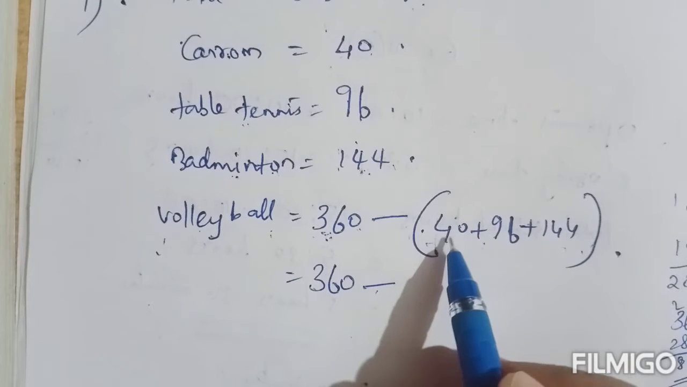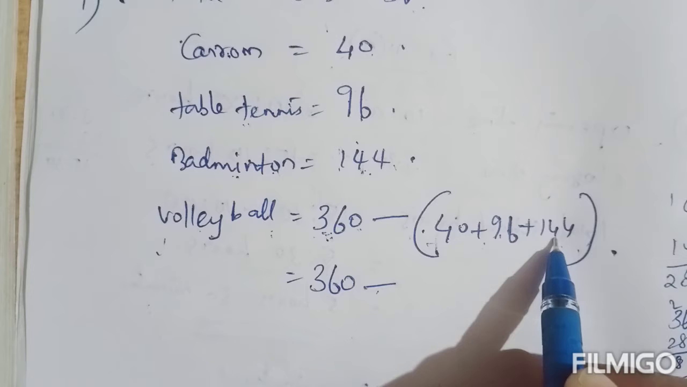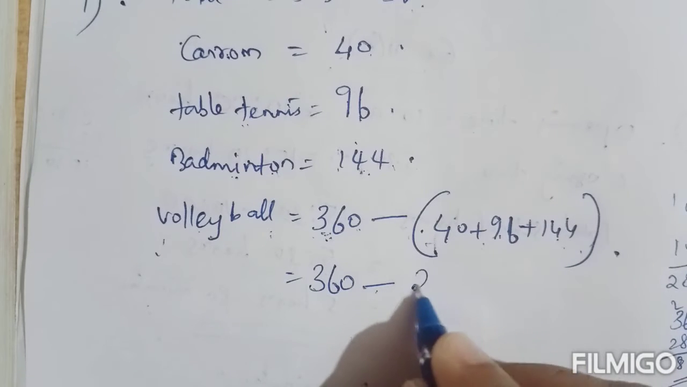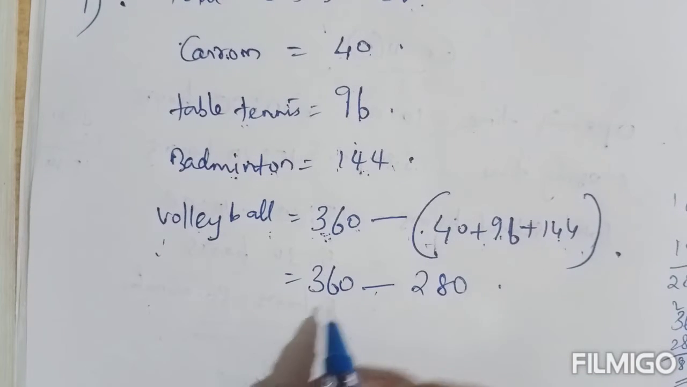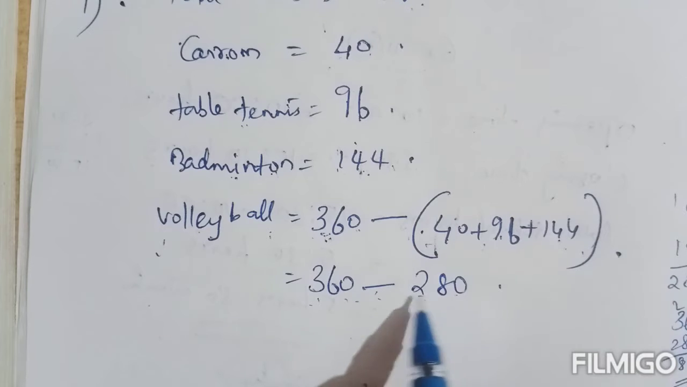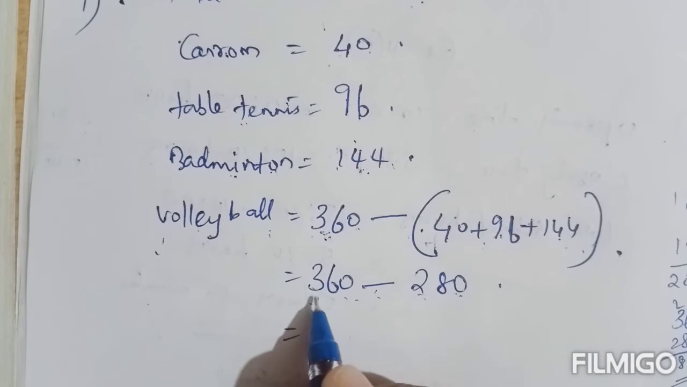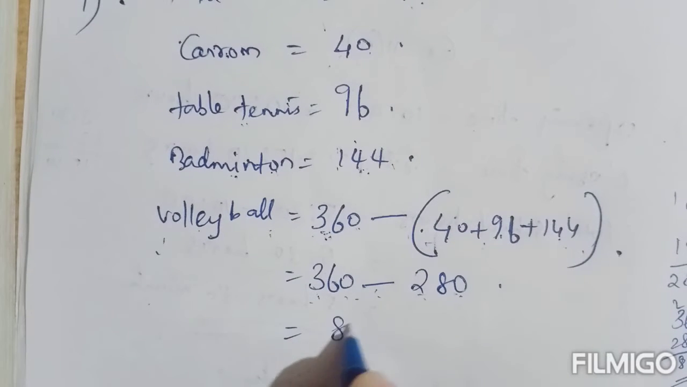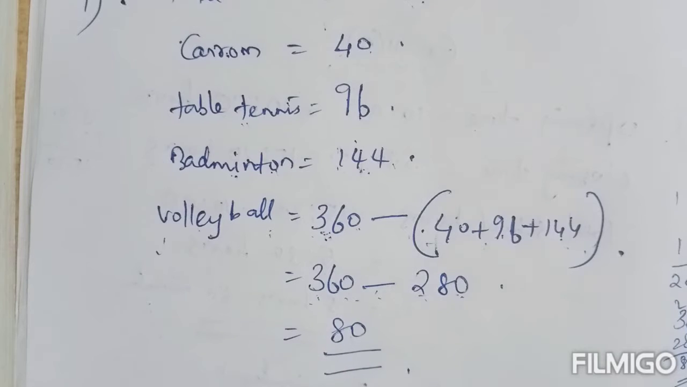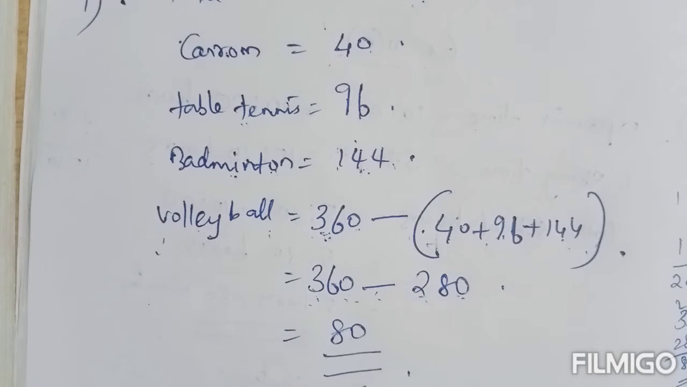360 minus 40 plus 96 plus 144, we will get 280. So from 360, if we subtract this 280 members, we will get the number of members who play volleyball. So 360 minus 280, it is 80. So 80 members play volleyball.